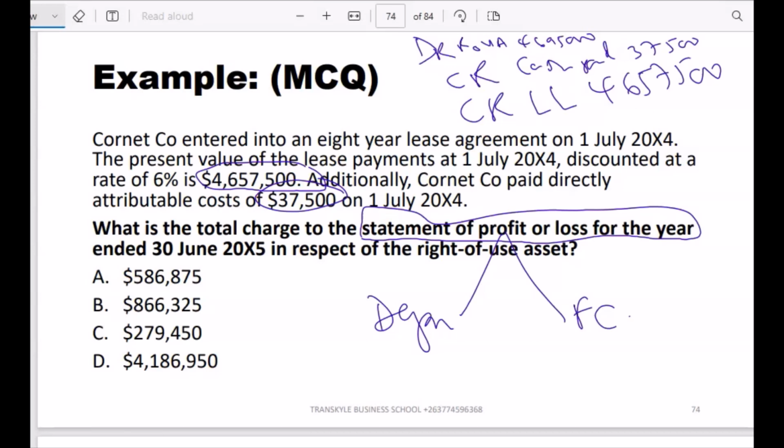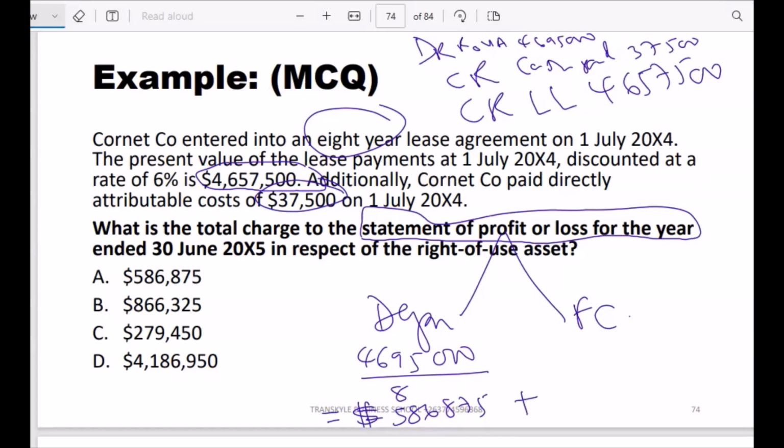Depreciation is based on the lease term, 8 years. So this is an 8-year lease. So the depreciation charge is actually going to be the value of the right of use asset, which we determine to be 4,695,000 divided by 8. How much do we get? That's 586,875. Okay, that's the first figure. Remember, this is the first figure.